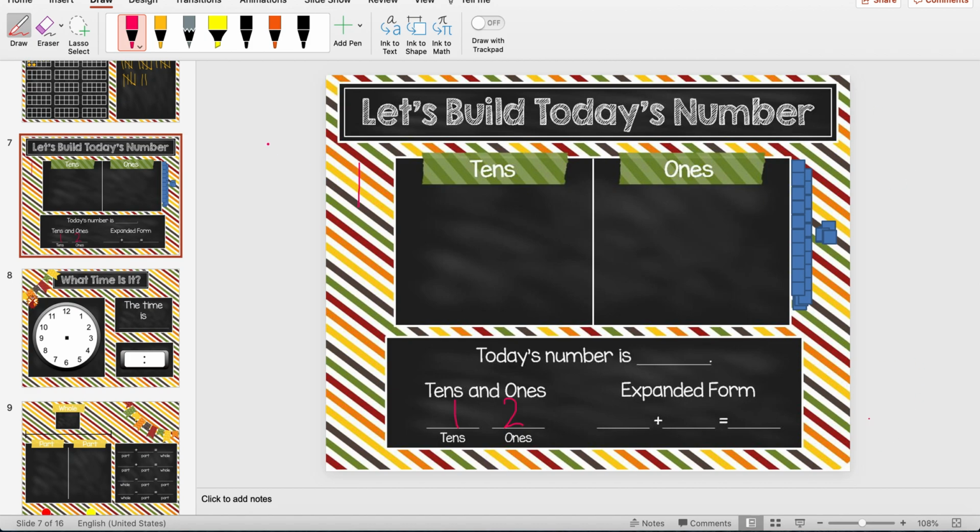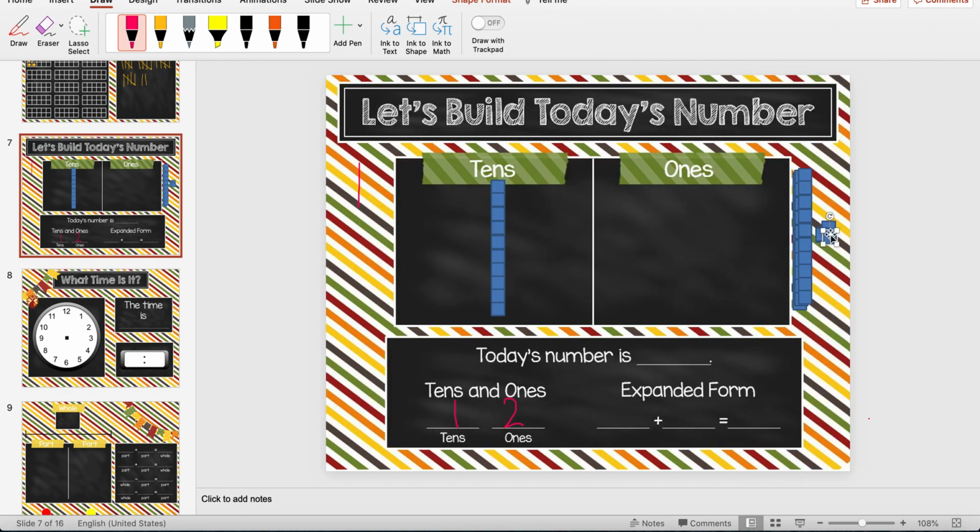Now, I'm going to build it with my base 10 blocks. How many tens are in the number 12? How many? 1. That first number is your tens. How many ones are in the number 12? 2. Good.